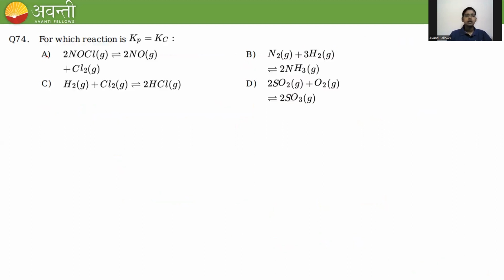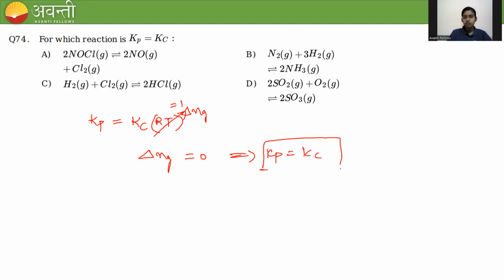Coming to question number 74, for which reaction is Kp equal to Kc? We have three cases, right? We know that Kp is equal to Kc into RT power delta Ng. If delta Ng is equal to 0, then RT power 0 becomes 1, so the whole term goes to 1. In this case, Kp will be equal to Kc.